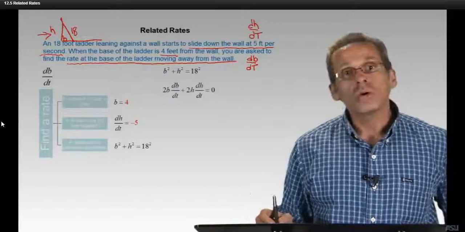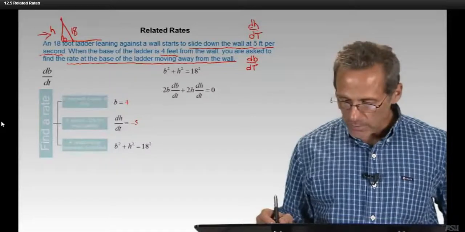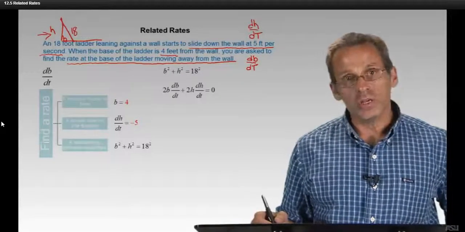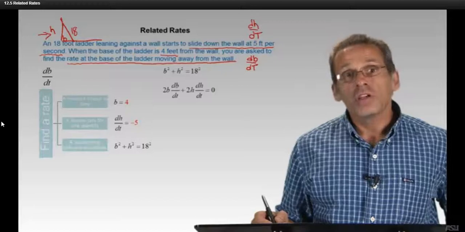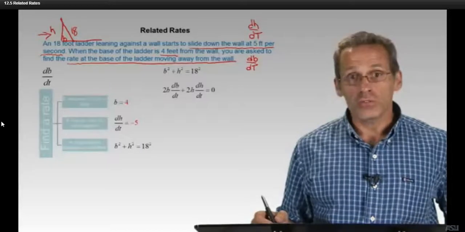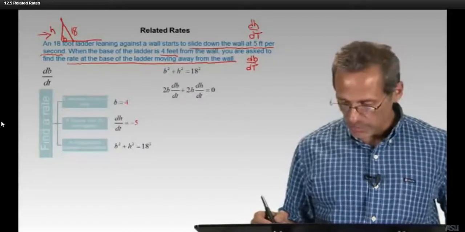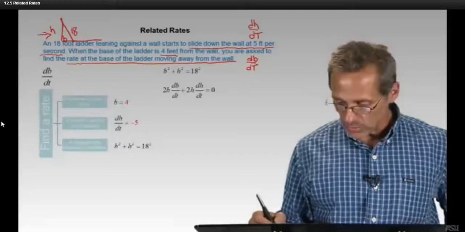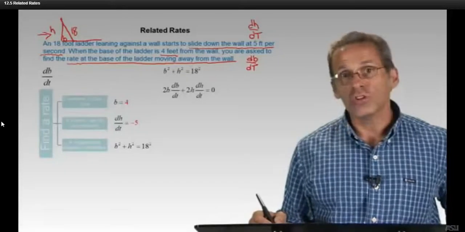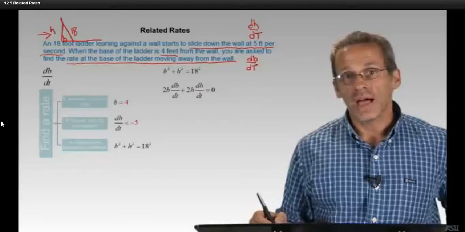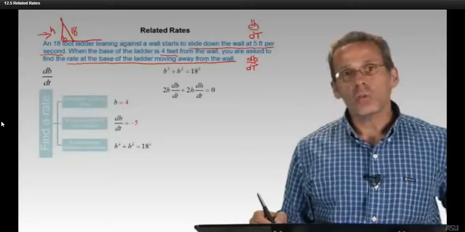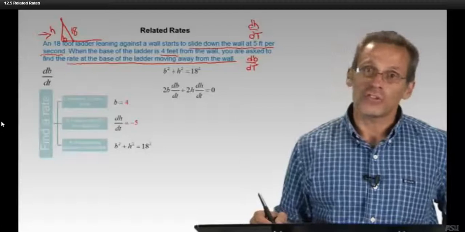I would like to differentiate with respect to time. Derivative of b squared is 2b, but the base is going to change its position with respect to time, as well as the height. Derivative of h squared is 2h, again times chain rule, dh dt. The height is changing with respect to time. 18 squared is a constant. Differentiating a constant gives you 0.